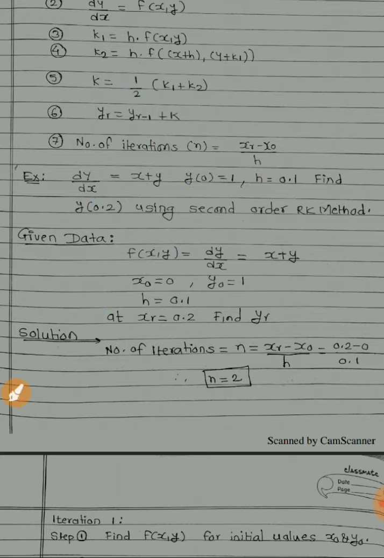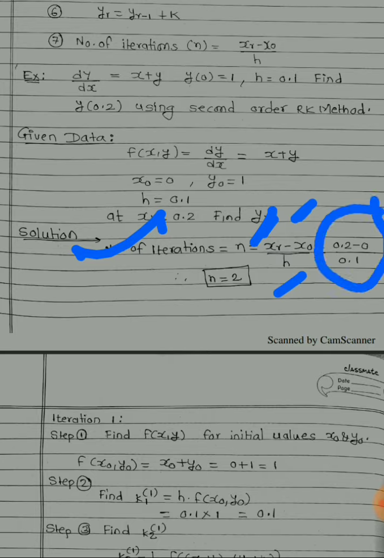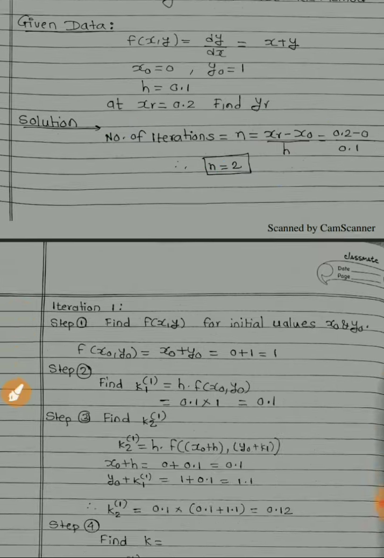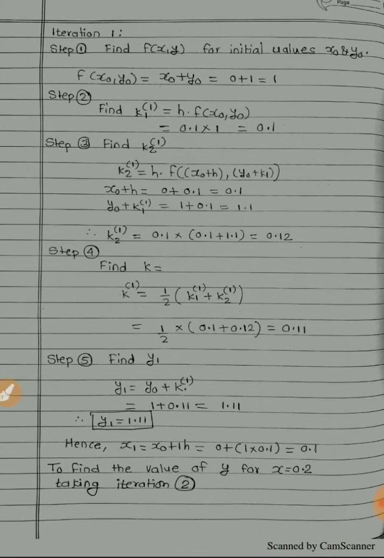So if I put all these values in the equation, I will get number of iterations equal to xr minus x0 divided by h, equal to 0.2 minus 0 divided by 0.1, that is 2. So 2 iterations are required to solve this. That's what we have understood. Then let us start with the iterations. First iteration I am going to take. As we know, there are 7 formulas. All 7 formulas I am going to use for the first iteration.